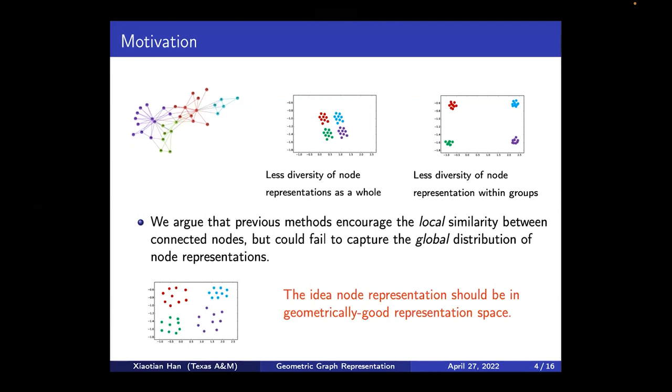The whole representation is diverse. It can span the whole representation space. And within the groups, the node representations should also span as large an area as possible. So the ideal node representation should be in a geometrically good representation space.